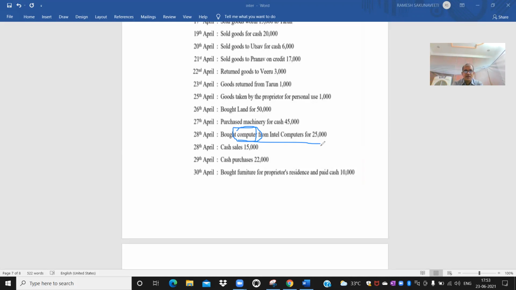The person's name is given, the organization name is given. Computer account data to Intel Computers account you have to mention. This is the name of the shop from which you have purchased your computer. Name of the shop or name of the person is given. The word cash is not there, or cheque is not there. So the person's name is important. So computer account data to Intel Computers account. Okay, it is the name of the shop, Intel Computers.